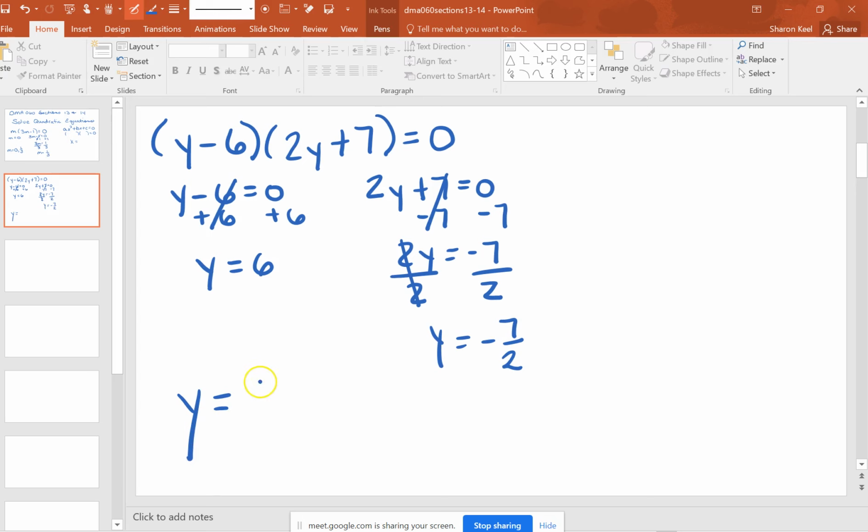So when you give your answer for this problem, you're going to give it as two numerals. Do not put parentheses around them because it is not an ordered pair. It is two solutions of what makes each parenthesis equal to 0.